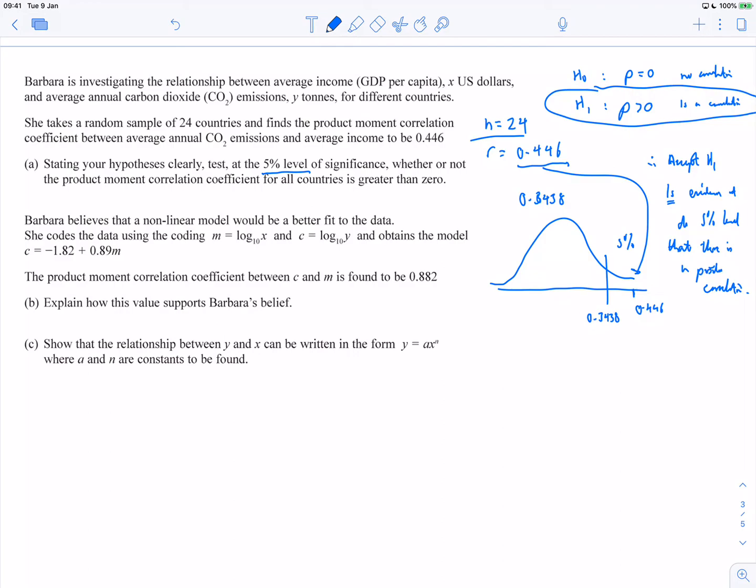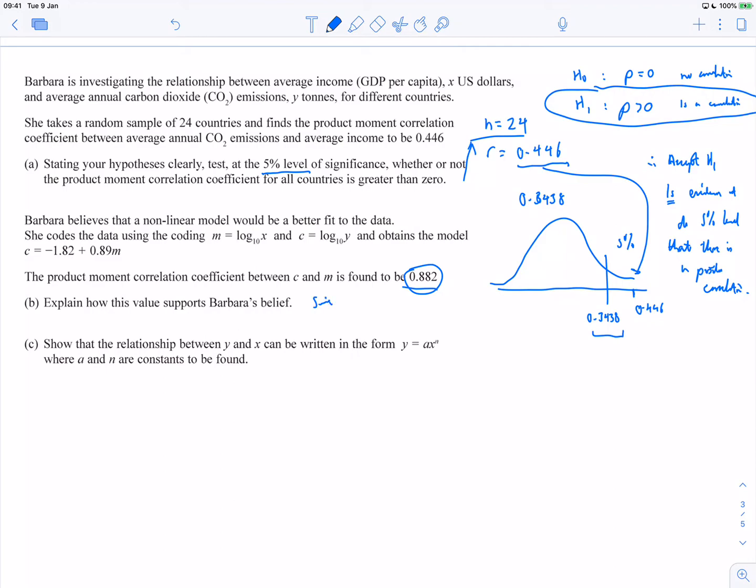Okay, Barbara believes that a nonlinear model will be better to fit the data. She codes the data using the coding given and obtains the model. The PMCC between C and M is 0.822. Wow, that's pretty good. Explain how this value supports Barbara's belief. Well, look at it. What would change? It's still going to be n equals 24 because there's 24 values, and the critical value was 0.3438. But now her test statistic is 0.882, which means that now she's taken logarithms and transformed it, it's an even better approximation for a straight line.